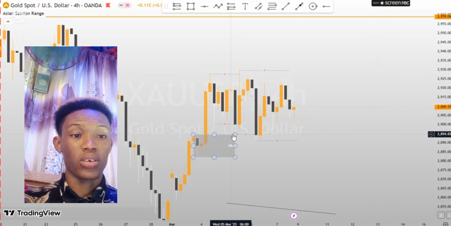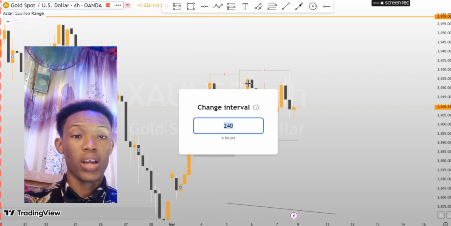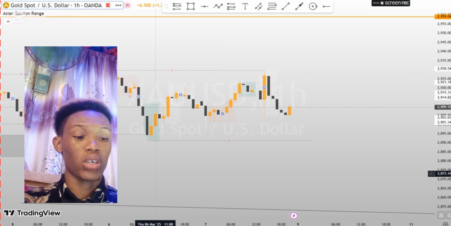Sorry, I don't have replay on this chart. So this was where price was. I saw that price came here mitigating the 4 hour, more like an order block, and reacted to the upside. Price has made a new low and a new high, so let me just jump to 1 hour. It's more visible on 1 hour.